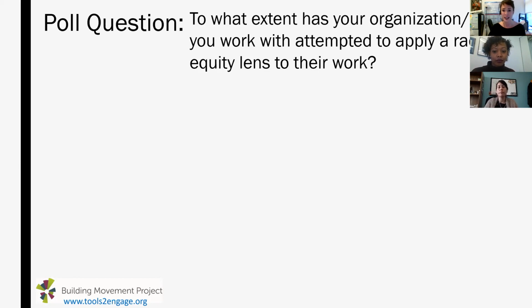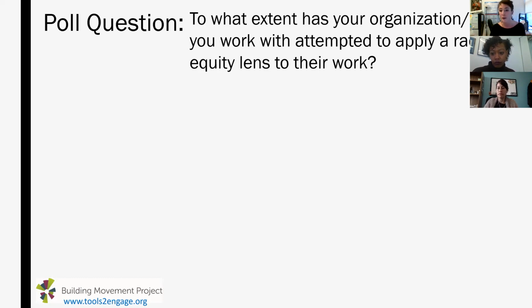Excellent. I'm really excited to see that about 38% of respondents feel that their organizations are extensively attempting to apply a racial equity lens to their work. That's really exciting. And we'll also get a little bit of framing about how this tool is appropriate no matter where you are on the journey of incorporating race equity into all the work that you're doing in your organization.